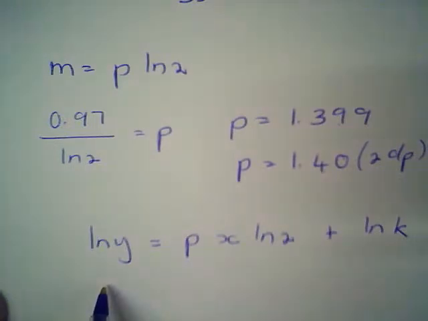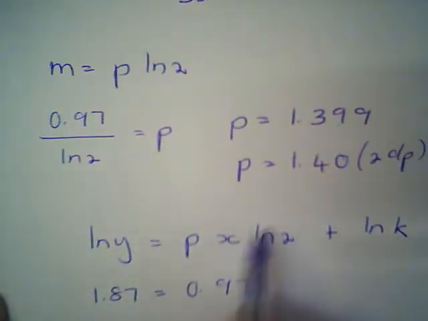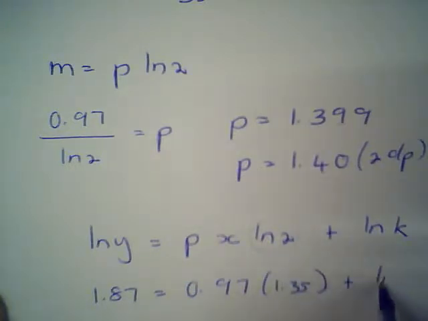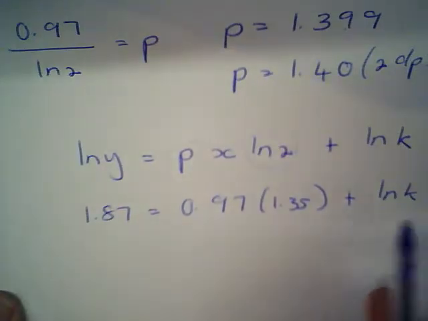Natural log y, I can use any one of those points. So let's just go for 1.87 equals 0.97. Remember, that is both those values together. Times x, and x is 1.35, plus a natural log k. Okay, and now just solve here.